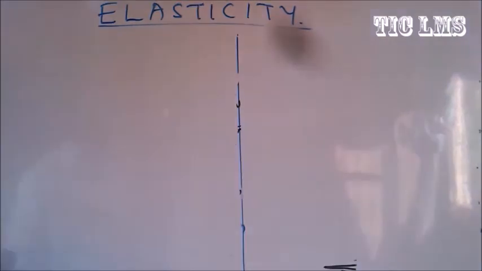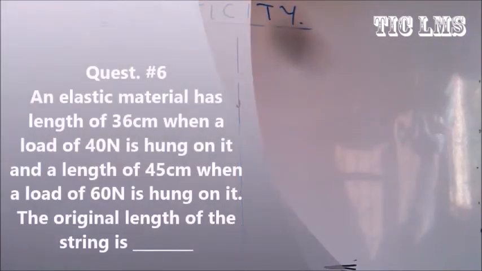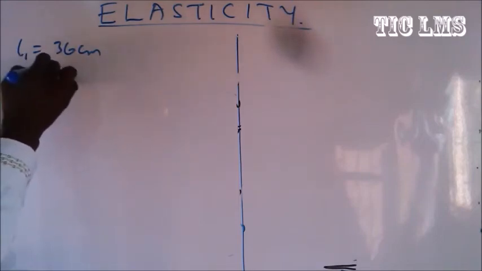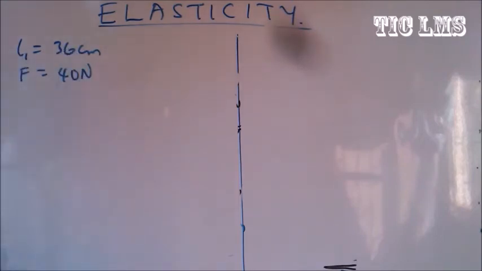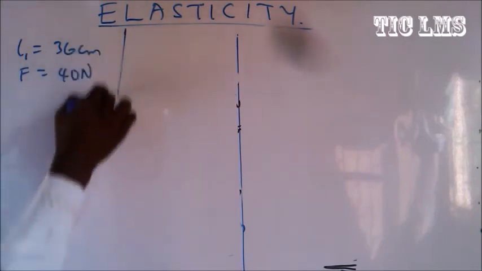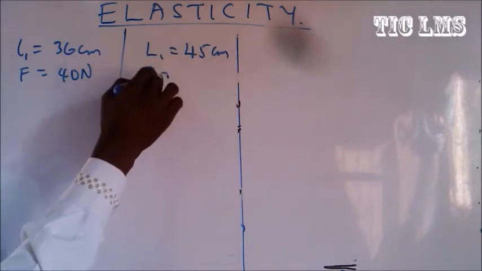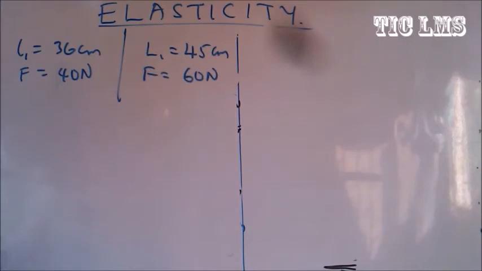Here's a new question which says that an elastic material has length of 36 centimeter when a load of 40 Newton is hung on it, and a length of 45 centimeter when a load of 60 Newton is hung on it. The original length of the string is what? So we have an elastic material which has a new length of 36 centimeter when we have a load of 40 Newton on it, and then the length increases to 45 centimeter when we have a force of 60 Newton attached to it.